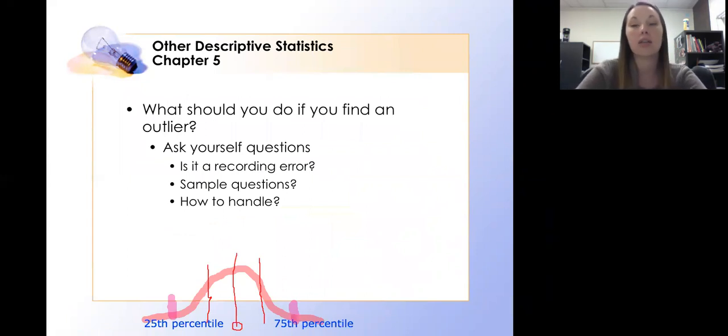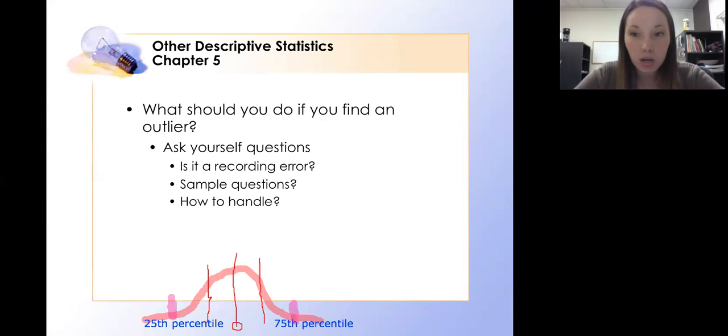First, you want to make sure that you have entered your data correctly, that it's not a recording error, because sometimes that will happen. Say that you are entering data into your computer and you meant to enter just a 6, but you enter a 66 instead. That can be an extreme outlier when it's in fact just an error and not a real data point. So first we want to make sure that it's not a recording error.